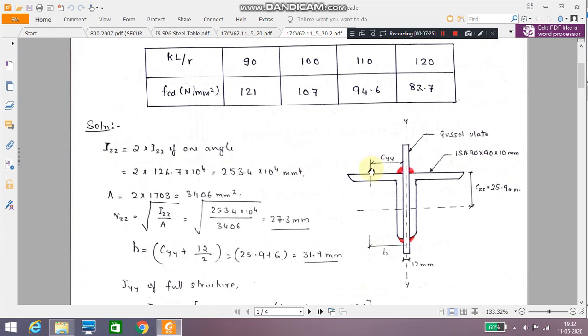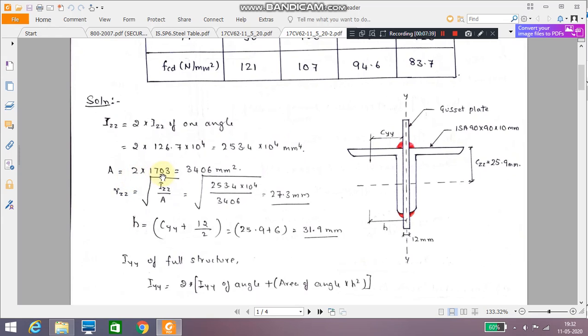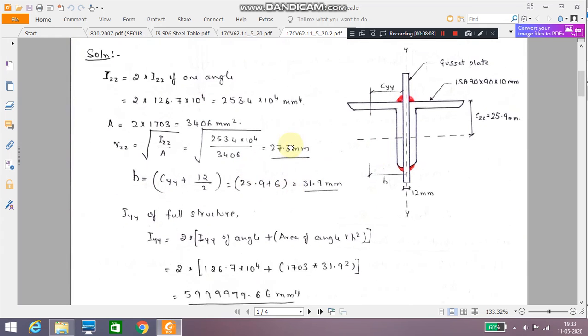So IZZ for the combined section or compound section is nothing but 2 times IZZ of one angle, which works out to be 253.4 into 10 power 4 millimeter to the power 4. The area for the compound section is 2 into 1703, which works out to be 3406 millimeter to the power 2. Therefore RZZ equal to square root of IZZ by A. R is nothing but the radius of gyration about the ZZ axis. This is the ZZ axis. It is 27.3 mm. Therefore H equal to CYY plus 12 by 2, where 12 is the thickness of the gusset plate. This works out to be 31.9 mm.